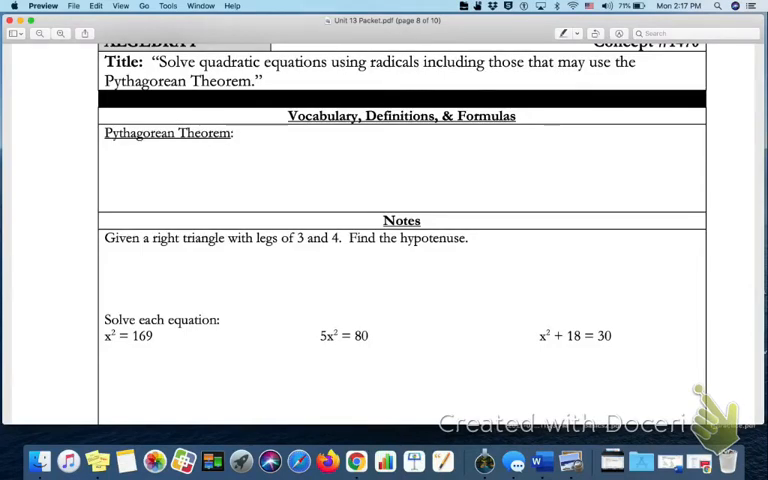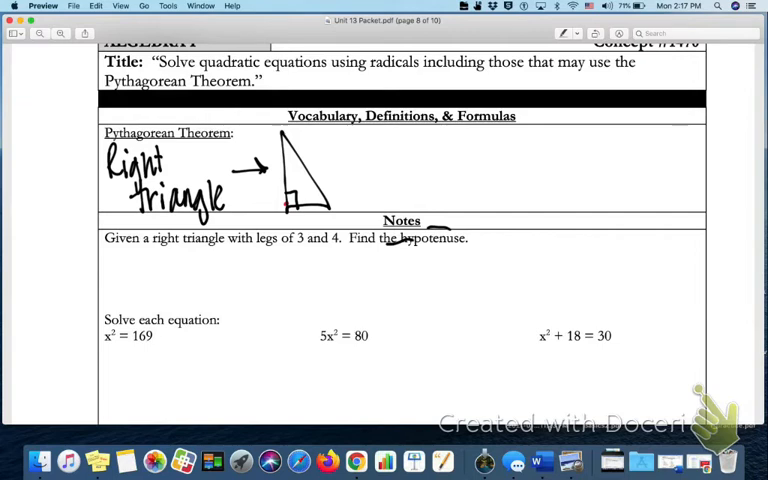Concept 1470, solving quadratic equations using radicals, including those that may use the Pythagorean Theorem. Hopefully most of you have heard about the Pythagorean Theorem before. It is going to be used when you have right triangles, so that means you have one 90-degree angle.